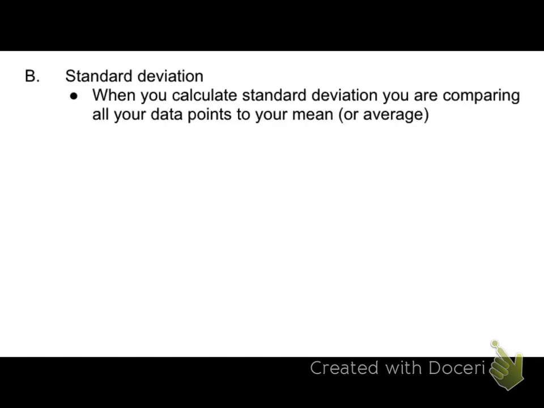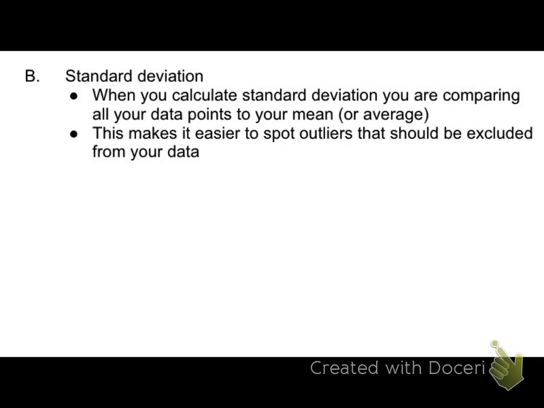Standard deviation. When you calculate your standard deviation, you're comparing all of your data points to your average. This makes it easier to spot outliers. Okay, so if things are really far away from your average, then you probably should exclude them from your data set.